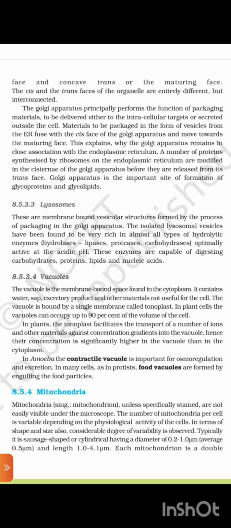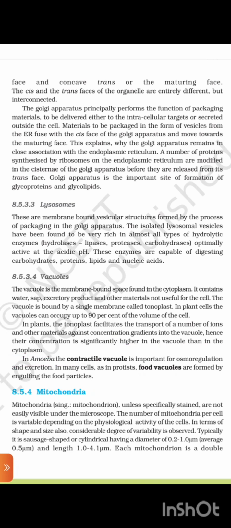8.5.3.4 Vacuole. The vacuole is the membrane-bound space found in the cytoplasm. It contains water, sap, excretory products, and other materials not useful for the cell. The vacuole is bound by a single membrane called tonoplast. In plant cells, the vacuole can occupy up to 90% of the volume of the cell. In plants, the tonoplast facilitates the transport of a number of ions and other materials against concentration gradient into the vacuole. Hence, their concentration is significantly higher in the vacuole than in the cytoplasm.